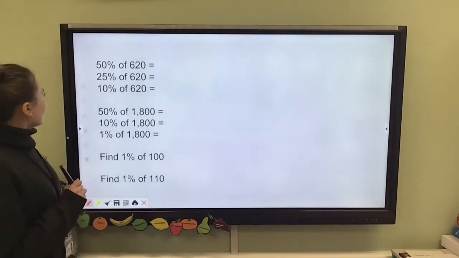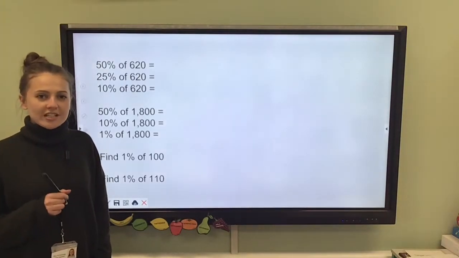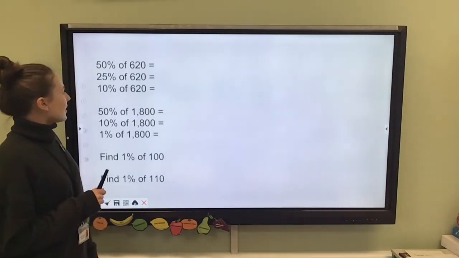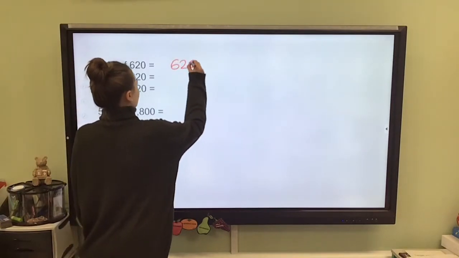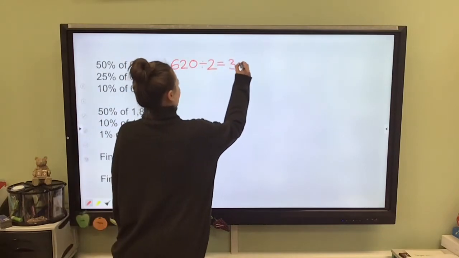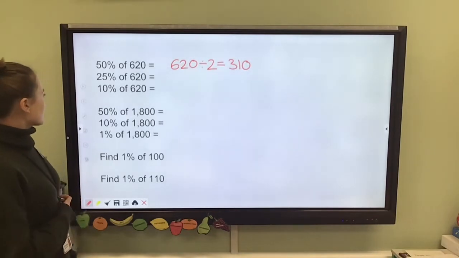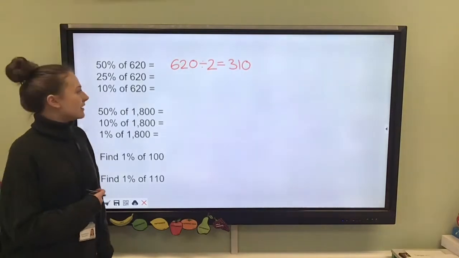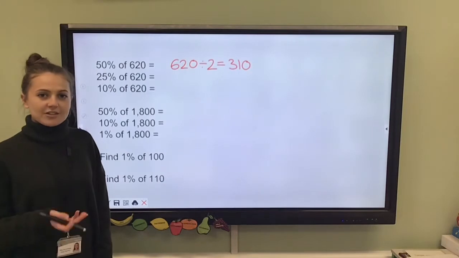So, to find 50% of something, I know that 50% is equivalent to 50 100ths, which is also equivalent to 1/2. So I need to divide 620 by 2, which equals 310. Okay, so 50% of 620 is 310. So moving on to my next one, 25% of 620. Okay, so I know that's equivalent to 25 100ths, which I know I can simplify to 1/4.